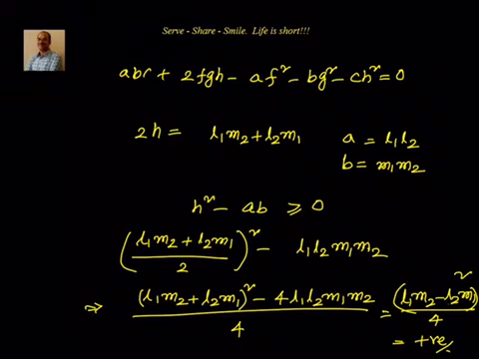Now how did we get this? A plus B whole square minus 4AB equal to A minus B whole square. A minus B whole square is always positive, so H square minus AB is greater than or equal to 0. So similarly you can prove for the remaining two also, that is G square is greater than or equal to AC and F square is greater than or equal to BC.